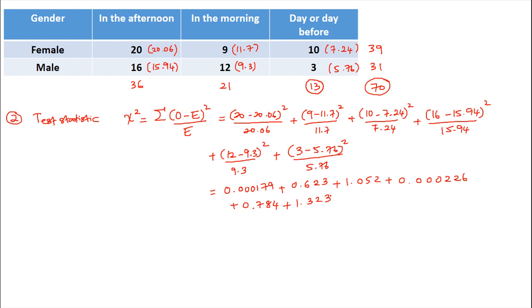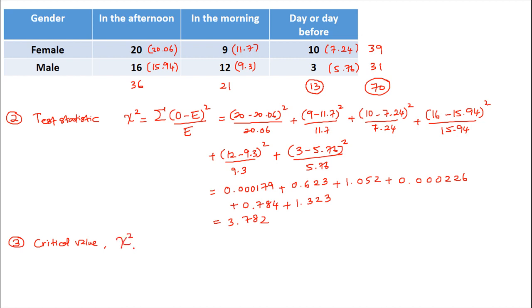Okay, and you just have to total up 0.784, then plus 0.0000226, plus 1.052, plus 0.623, plus 0.000179. So the answer is 3.782. Okay, so this is the value of test statistic, and we proceed to the next step. You have to find the critical value from the statistical table.